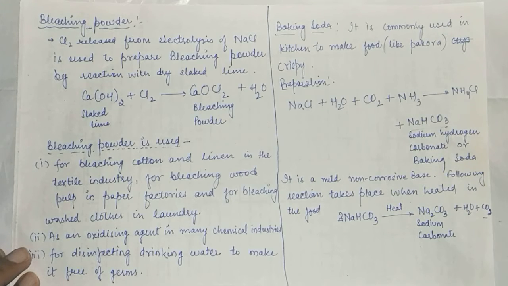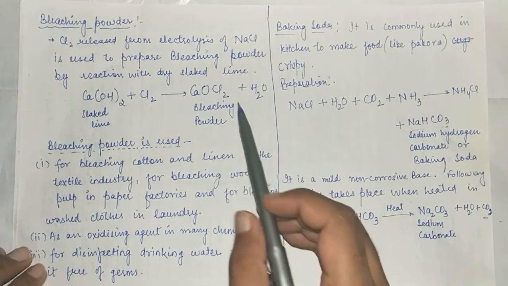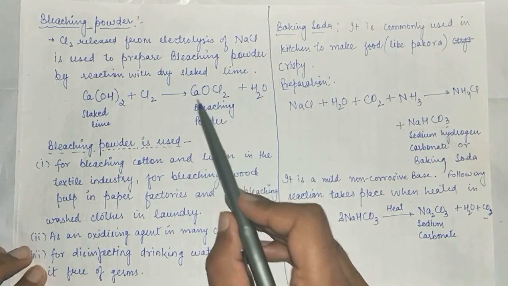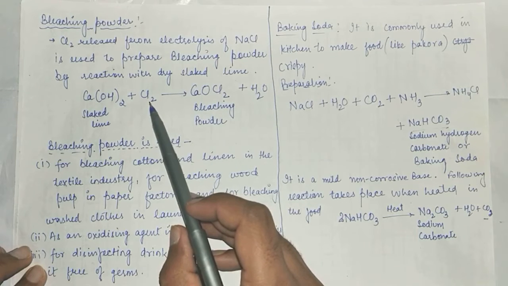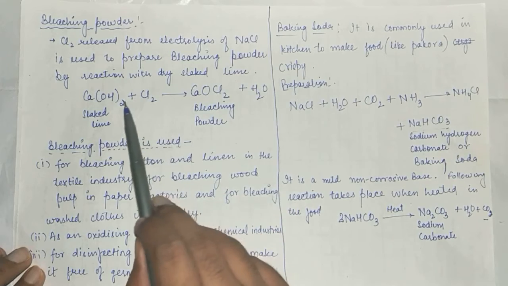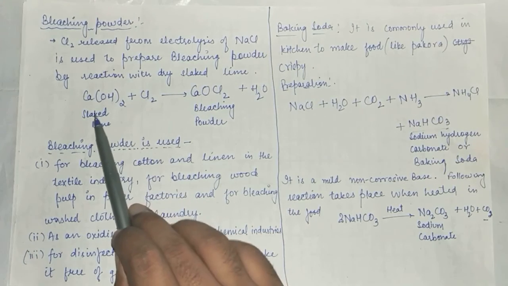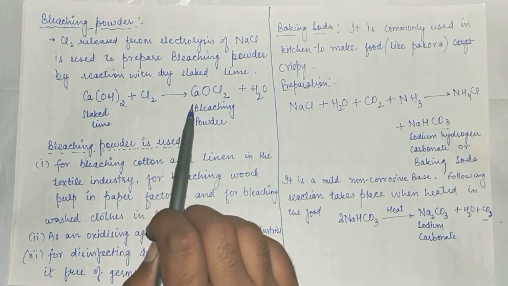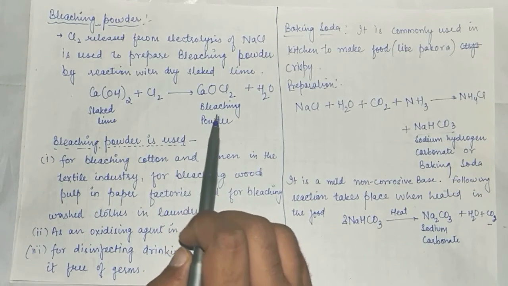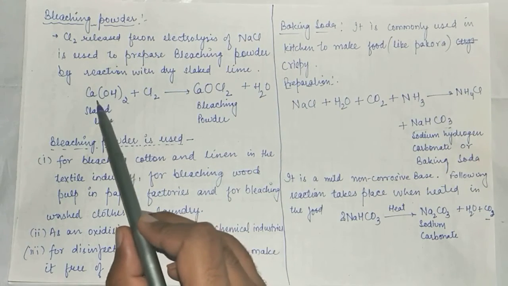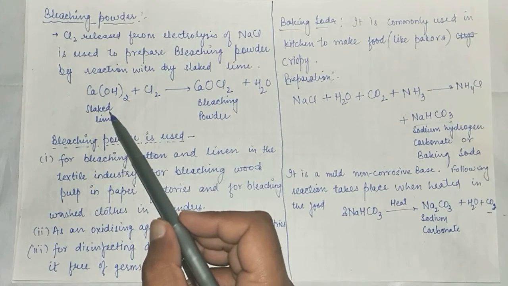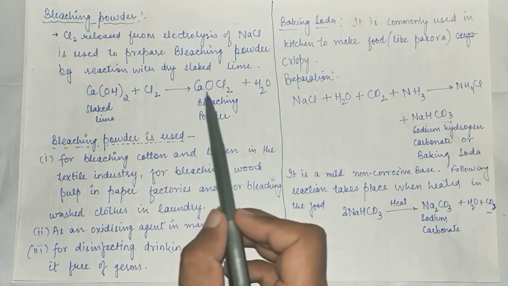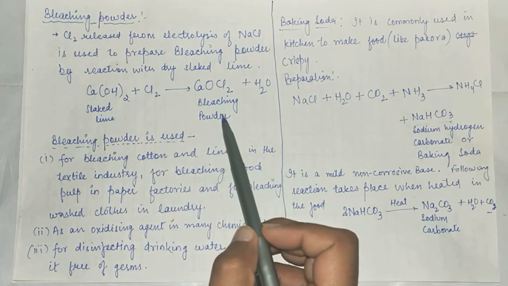So our next salt is bleaching powder. What is bleaching powder? Actually bleaching powder is CaOCl2. Okay, this is bleaching powder. How is it prepared? In the last reaction we have seen that chlorine is released. That chlorine can be used in the reaction with Ca(OH)2 to prepare bleaching powder. So this is Ca(OH)2, slaked lime, and when it reacts with chlorine gas it forms bleaching powder.